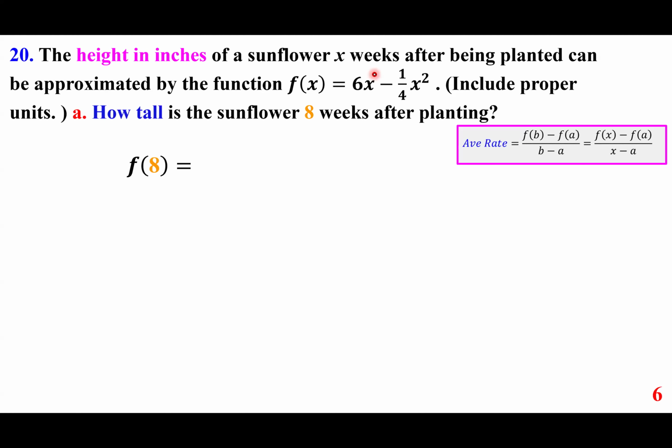F of 8, which means 6 times 8 minus 1/4 of 8 squared. And can be done by hand. So 48 minus 1/4 of 64, which is 16. 48 minus 16 is 32. The units, inches. Always proper units.